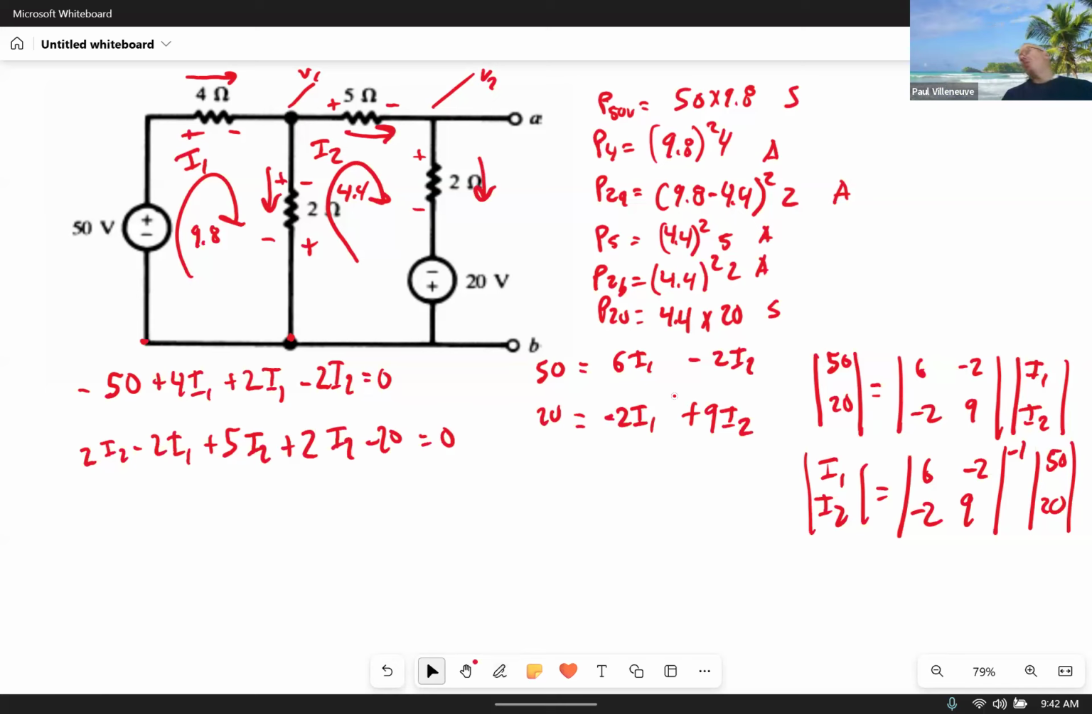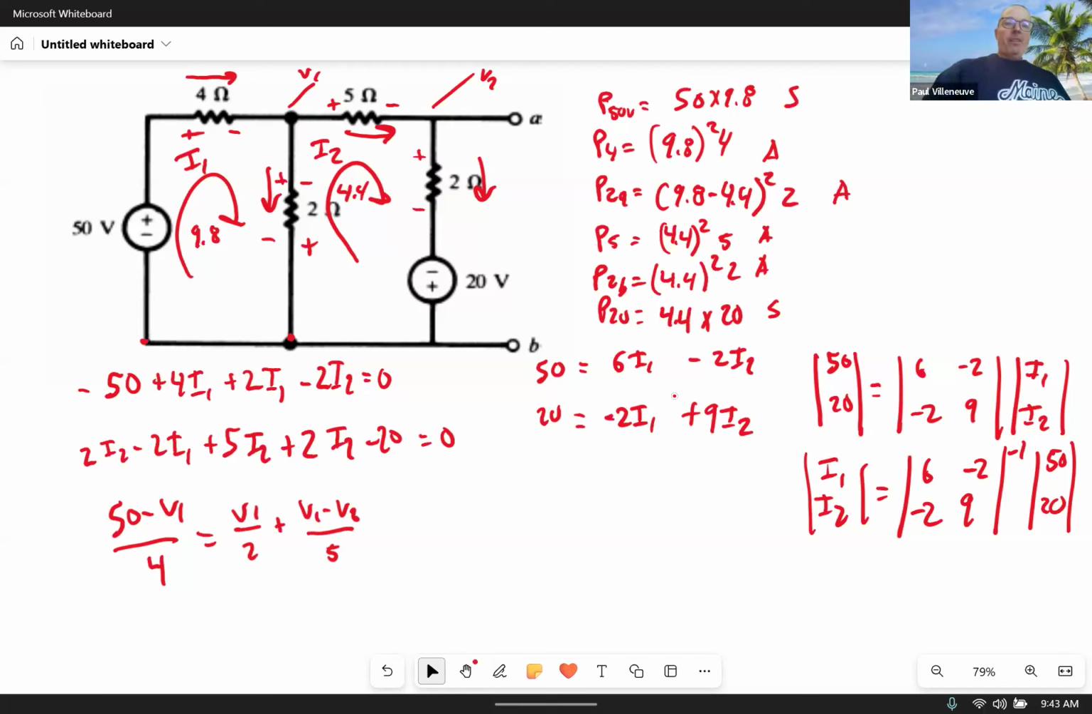And again, we don't know if those are right or wrong, but it doesn't matter to us. So current into the node is (50 - V1)/4. And then the two other currents are out of the node. So that's going to be equal to V1/2 + (V1 - V2)/5. That's our first node equation.